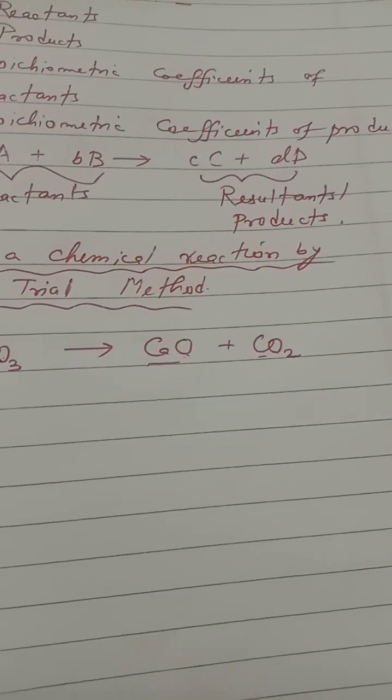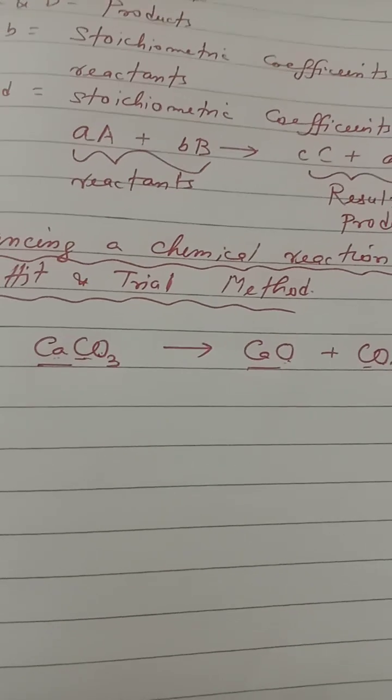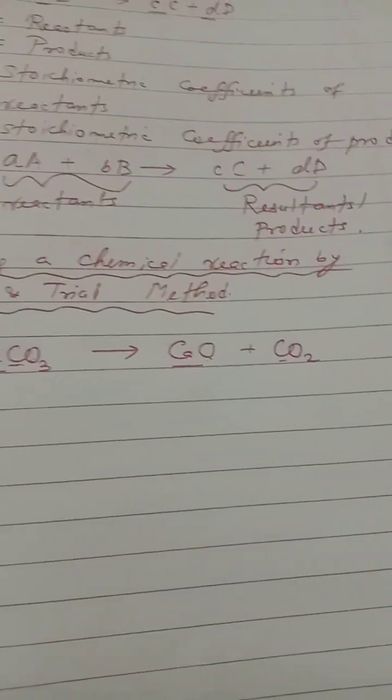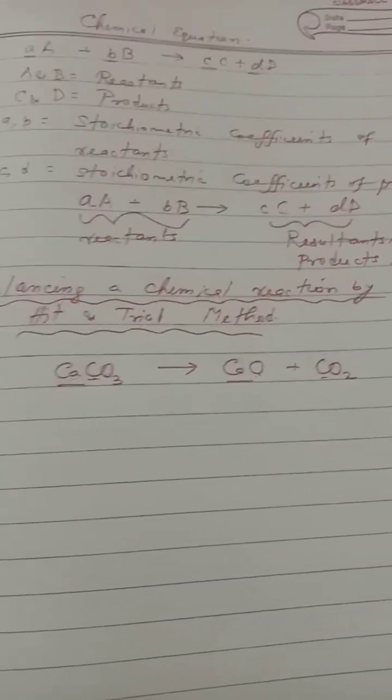What are stoichiometric coefficients? These are the number of moles or amounts that are required for a certain substance to react accordingly with others to form corresponding products.